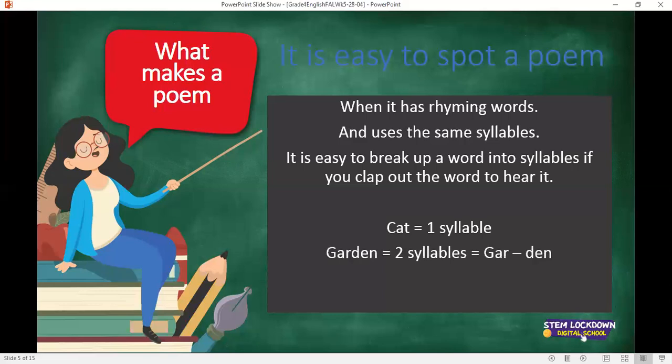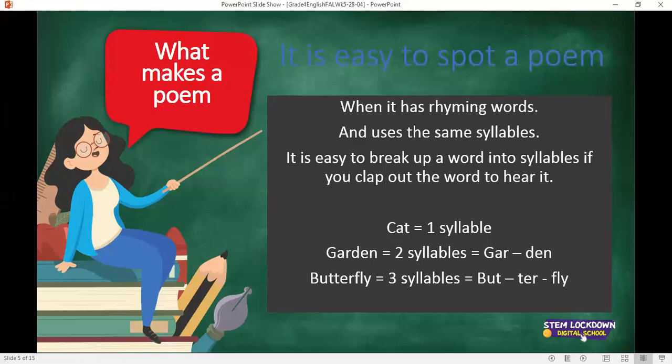Now if I look at garden, so again, if you place your hand under your chin and you say the word garden, your chin moves down twice. And if I break it up with my claps, I say garden. It's 2 syllables.